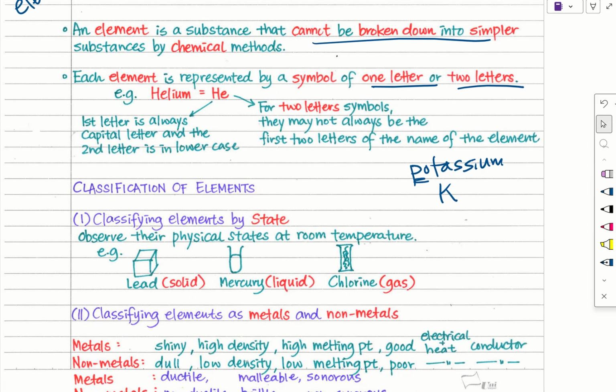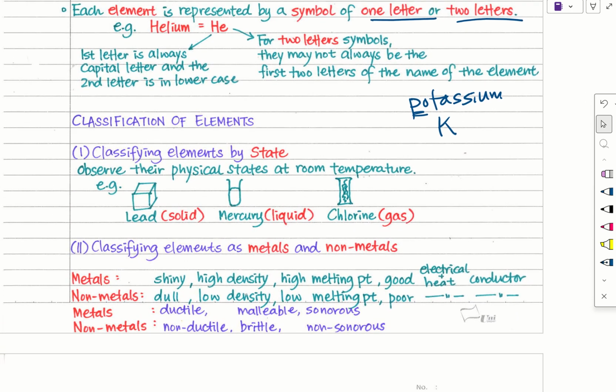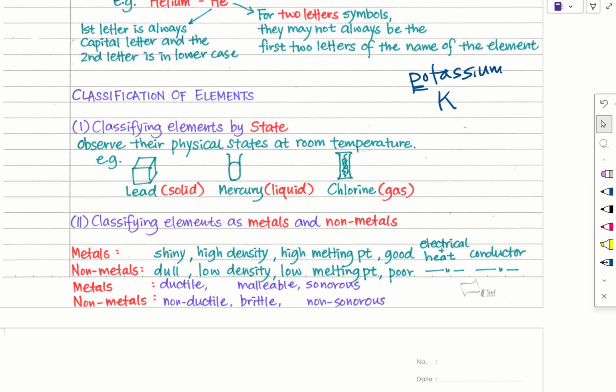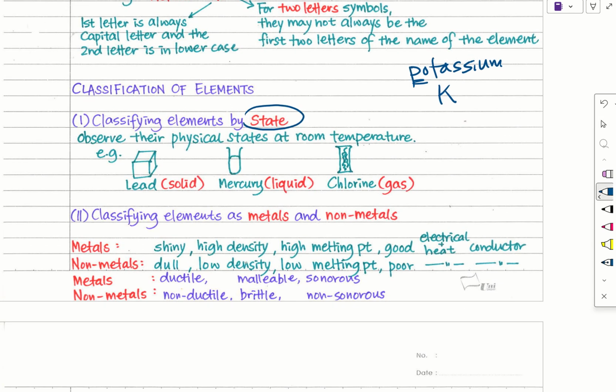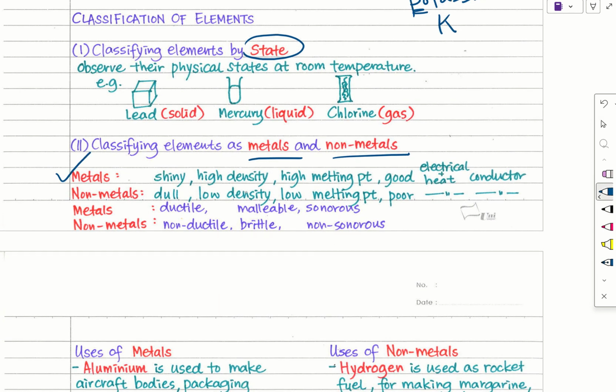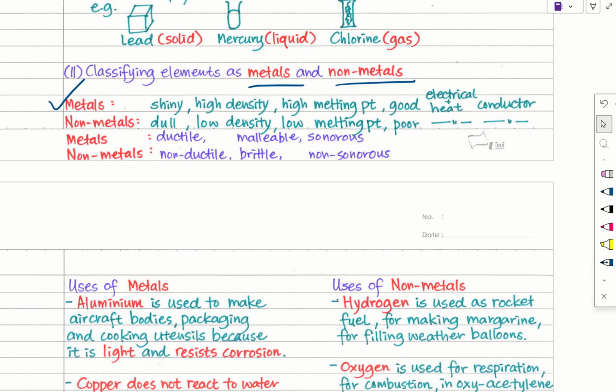Now, classification of elements. We can classify elements by state, so we observe their physical states at room temperature. It can either be solid, liquid, or gas. Or we can also classify them as metals and non-metals. These are some of the properties of metals: they are shiny, high density, high melting point, good electrical conductor. Non-metals will just be the opposite. The opposite of shiny is dull, high density is low density, high melting point is low melting point, and good is poor electrical or heat conductor. So it's a buy one get one free.